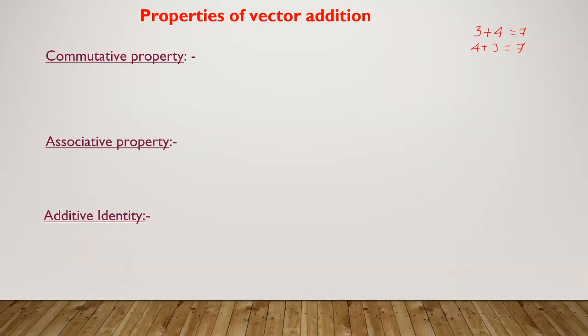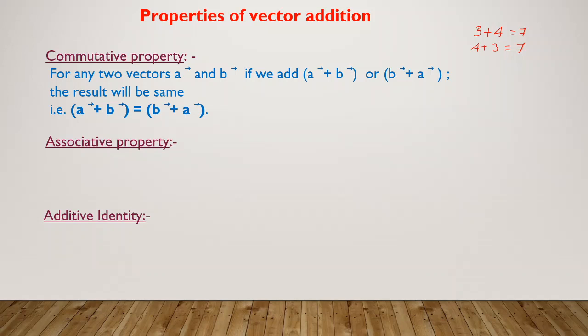The same thing holds for vectors also. When you add any two vectors, vector A and vector B, by changing their order, the resultant vector will not change. It will be the same. That's the reason we say vector addition satisfies the commutative property. Then what about the associative property?